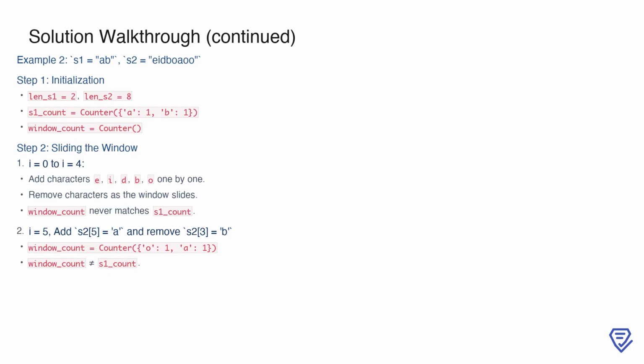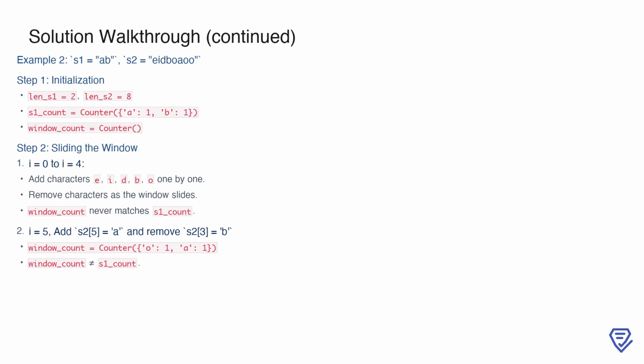In another example, where S1 is AB and S2 is EIDBOAOO, we start by initializing the lengths of S1 and S2 as 2 and 8, respectively. The S1_count is A1, B1, and the window_count begins as an empty counter. As we slide the window over S2, adding characters one by one from indices 0 to 4, the window_count never matches S1_count. For instance, at index 1, the window_count becomes E1, I1, and at index 4, it becomes B1, O1.